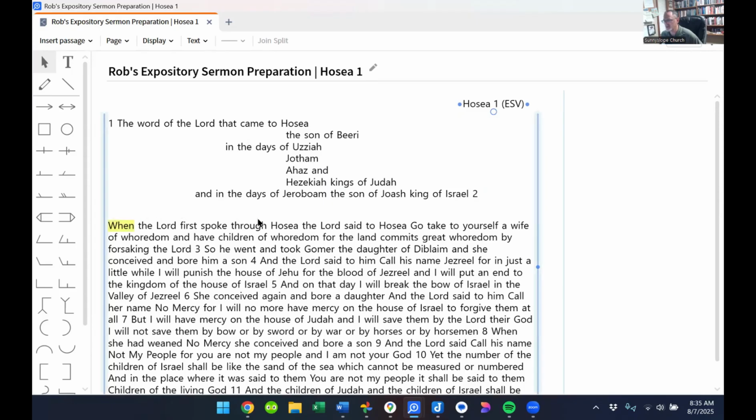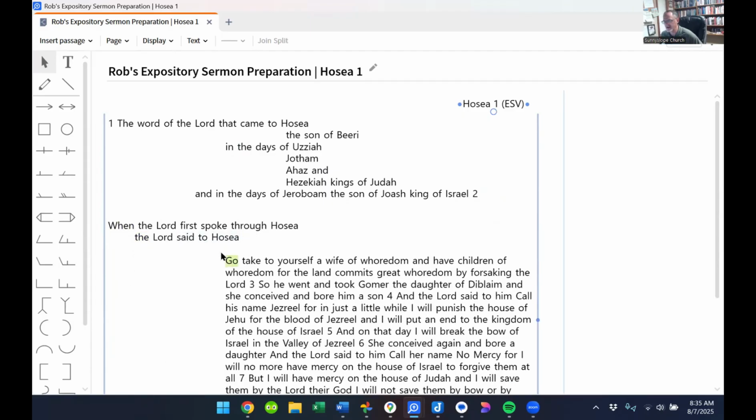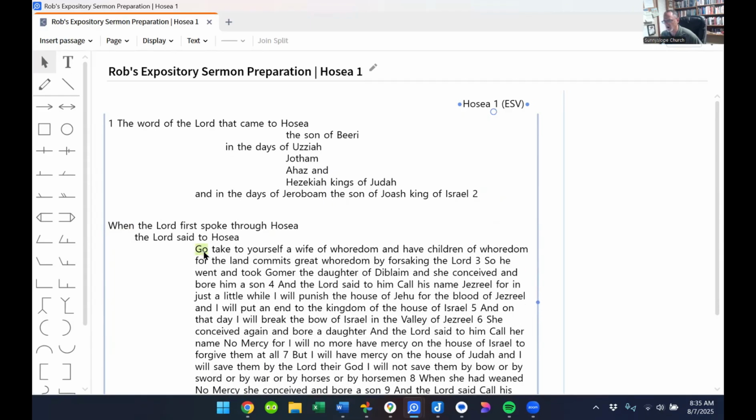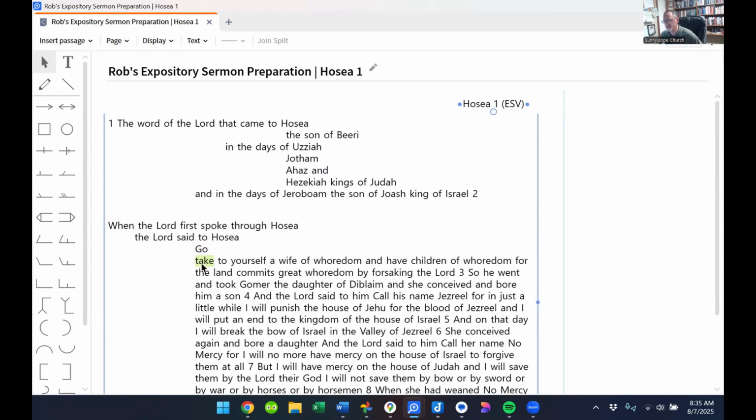When the Lord first spoke through Hosea, the Lord said to Hosea. And when we have the quote, we bring that down another line. Go. Since this is an imperative, the word go is an imperative, and then the words take to yourself are a separate clause. It's really a repeated clause, but we're going to put those on separate lines. Take to yourself a wife of whoredom.